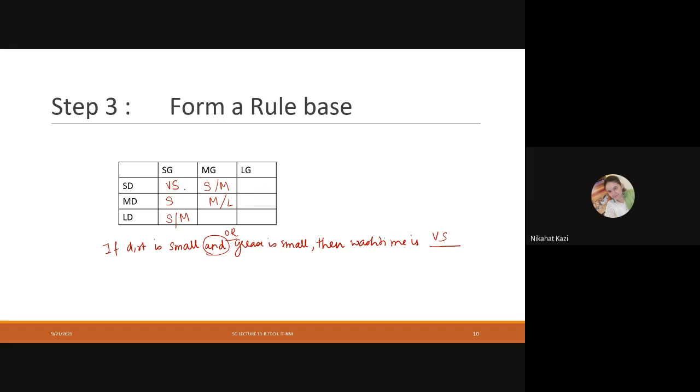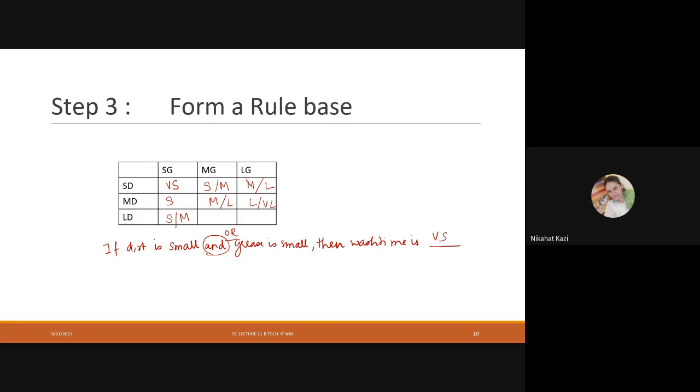Will it increase or will it be the same? So either you can have medium or you can have large or long wash time, right? Then medium dirt and large grease. In this case, it can be large, long or very long wash time.